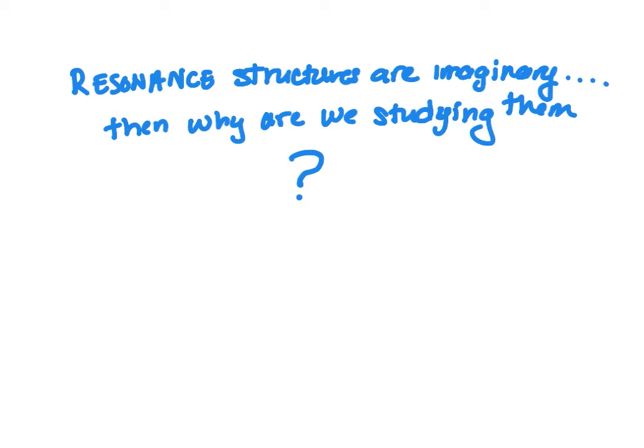Resonance structures are imaginary. Then why are we studying them? Resonance structures represent where the electrons can be, or the probability of electron density. In reality, the electron distribution is a weighted average of all resonance structures. So the true species, the true molecule, is represented by the resonance hybrid.